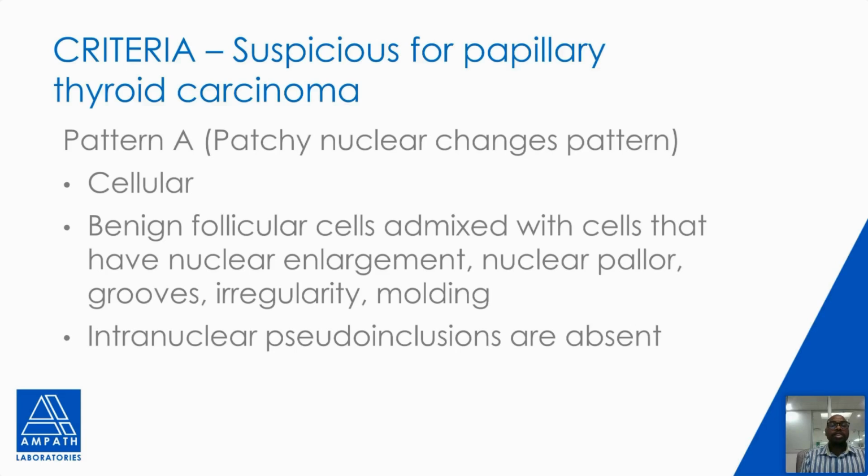Like if you are saying suspicious for papillary thyroid carcinoma, here they have two patterns, pattern A and pattern B. Pattern A is where you have patchy nuclear changes, and pattern B is where you just have insufficient nuclear changes. So for pattern A, here you already have a lesion which is like a follicular neoplasm or suspicious for follicular neoplasm, but you also have features that make you suspect papillary thyroid carcinoma.